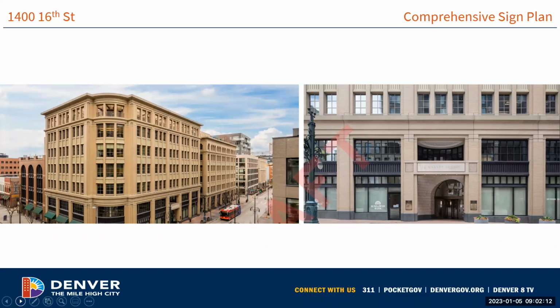Thanks, Jane. So here we have the proposed comprehensive sign plan for an existing multi-tenant structure at 1416th Street. The building is a non-contributing structure built in 2000, located on the 16th Street Mall, facing towards what is now Market Station, and is located between Market Street and Lake Street. Here are just some existing photos of the structure.